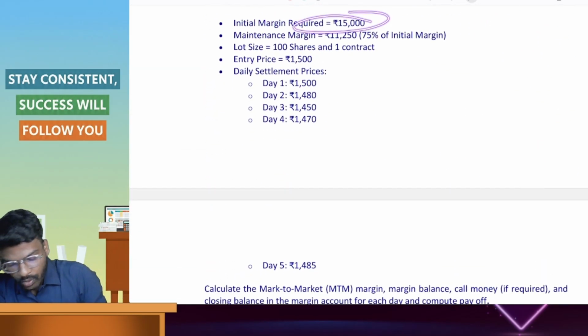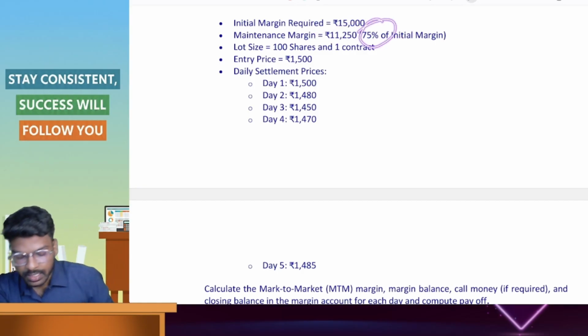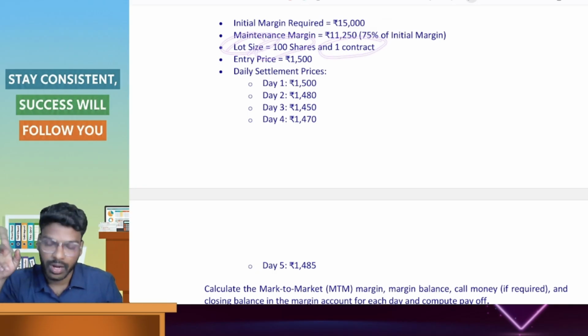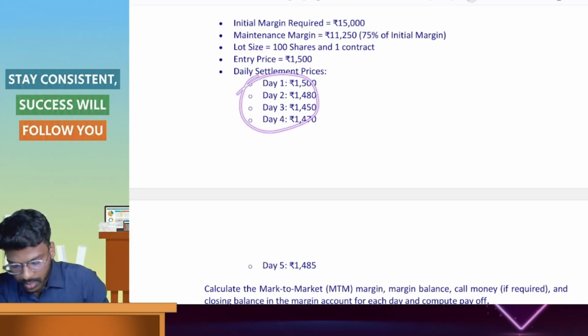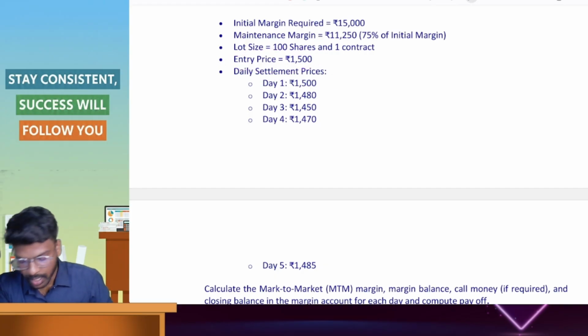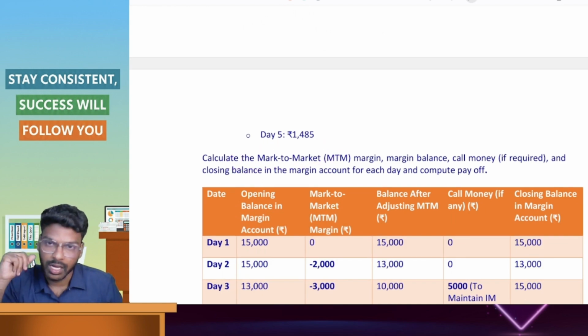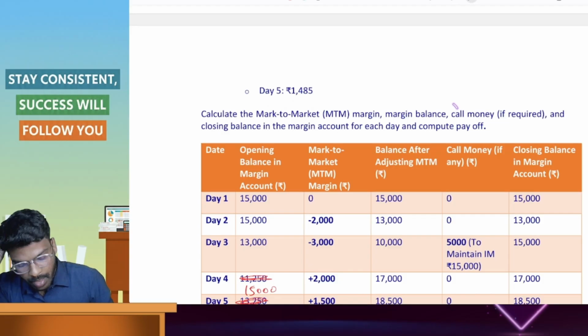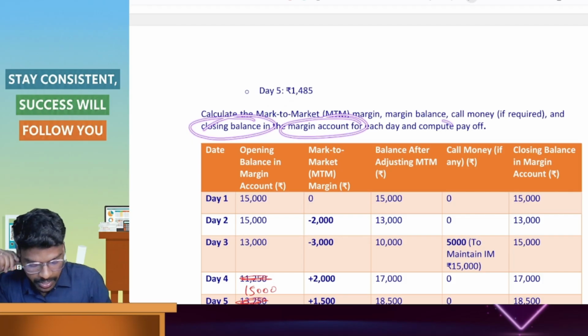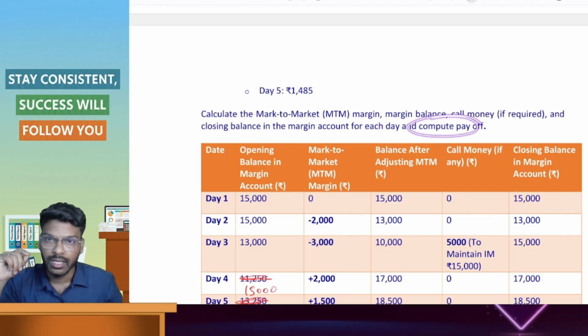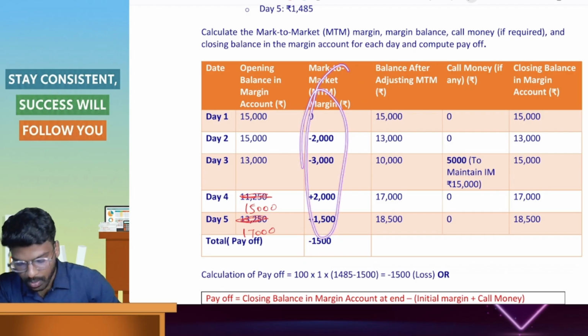The initial margin required is straight away given in the question, 15,000. Maintenance margin is 11,250, that is 75% of initial margin. Lot size 100 shares and the contract is for one contract. Entry price is 1,500. Day 1 price and entry price are the same. Prices for day 2, day 3, day 4 are given. We have to compute mark to market margin, margin balance, call money if required, and closing balance in the margin account for each day, and compute payoff. Payoff computation is nothing but mark to market margin.